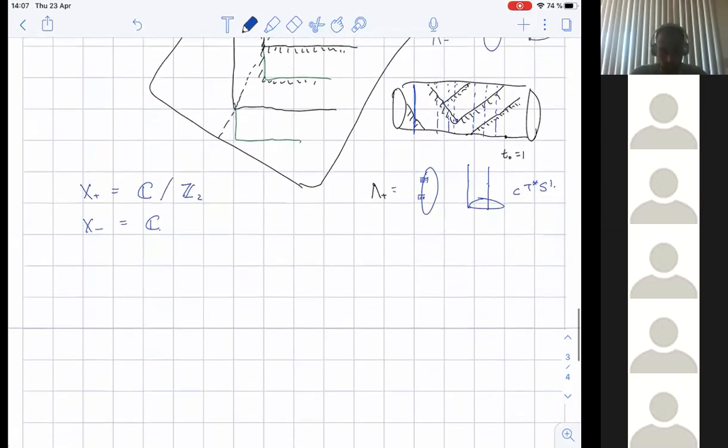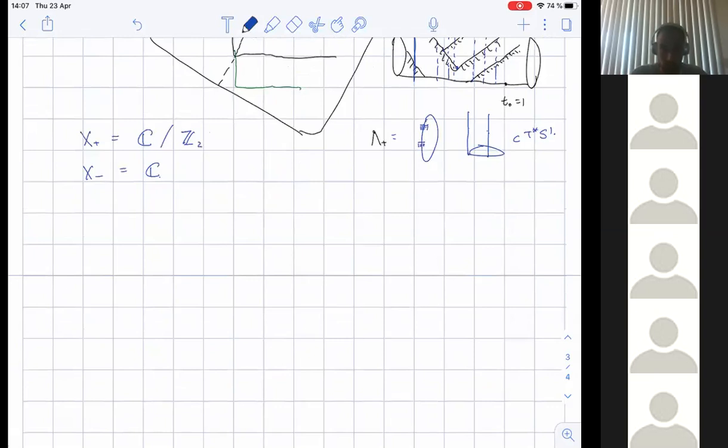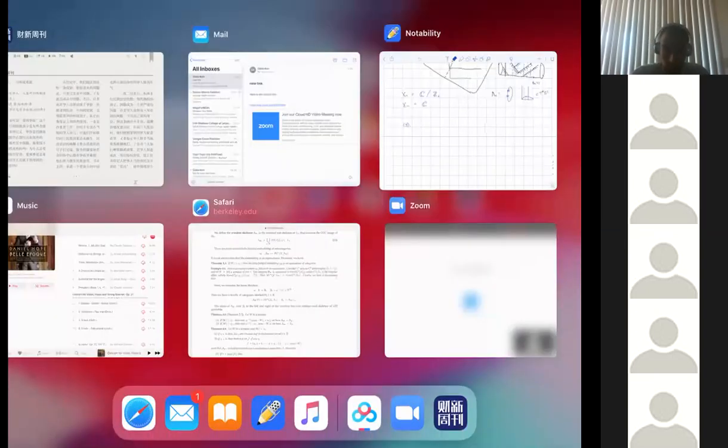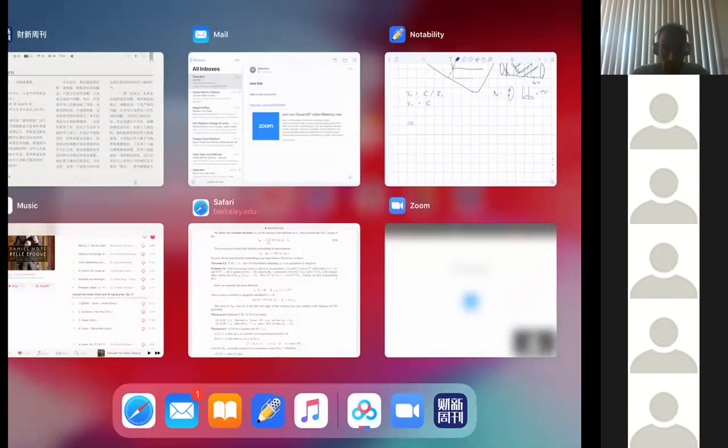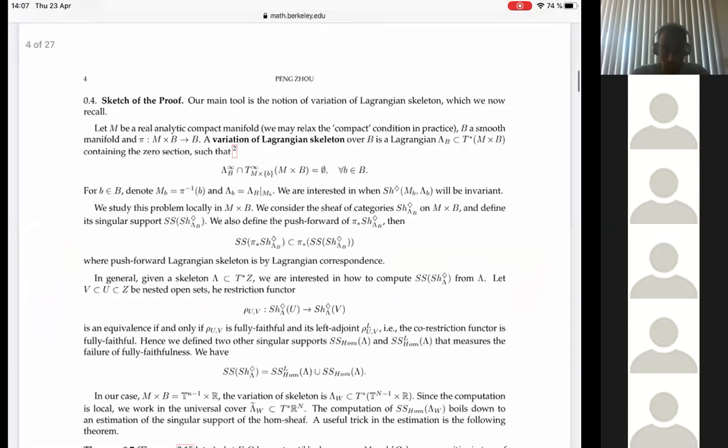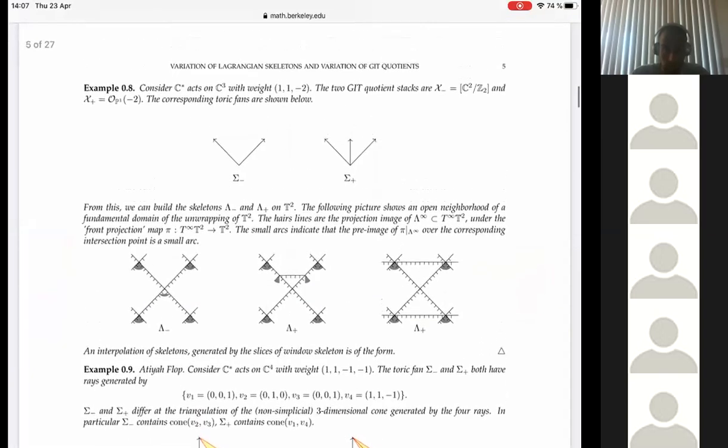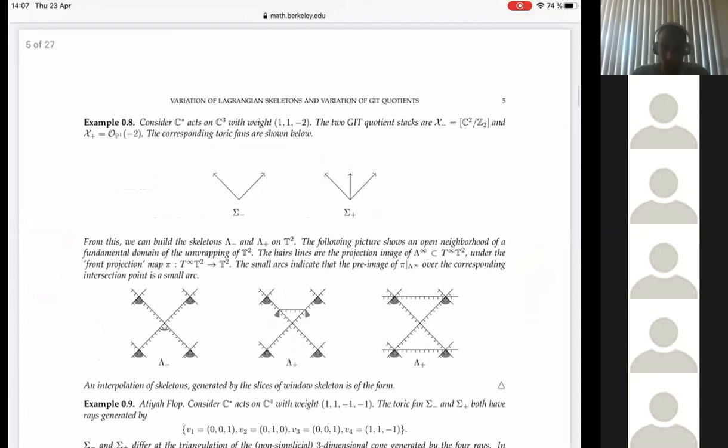So maybe that doesn't seem to be too interesting, but the other examples I perhaps cannot draw for you. I will show you some pictures. So here's the draft of the paper. So hope you guys can see here. But maybe you can't see my hand.